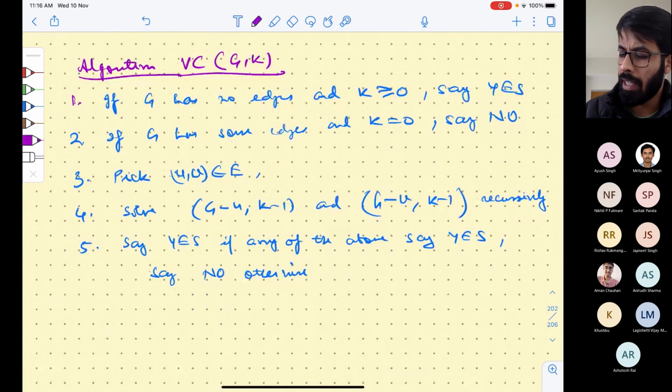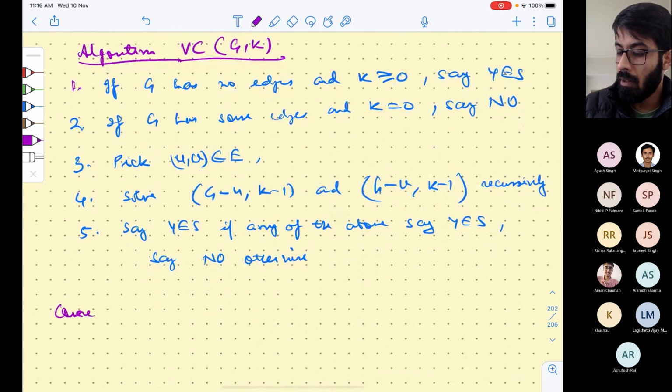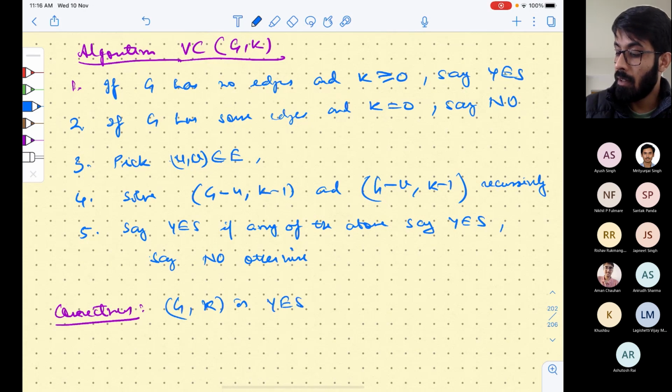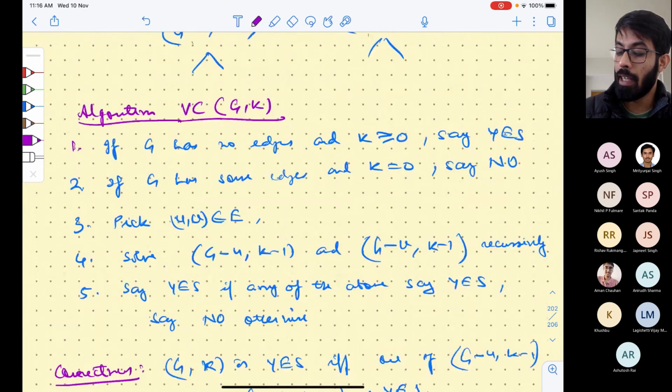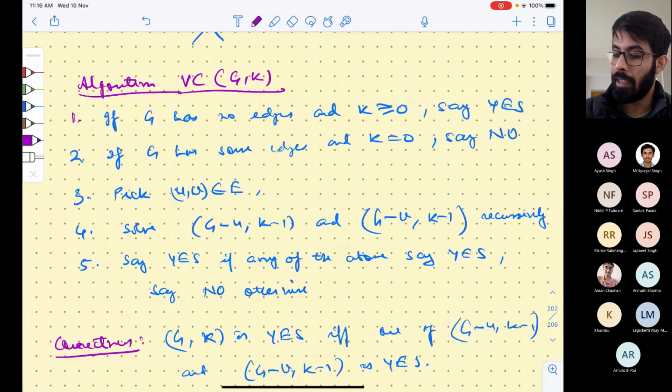And so let's do a quick correctness. G comma k is yes if and only if one of G minus u comma k minus 1 or G minus v comma k minus 1 is yes, right? So this will prove the correctness of the algorithm, right? The base case, of course, you can see that is correct. If k is 0, then you cannot cover any edges. If there are no edges to cover, then you can say yes.